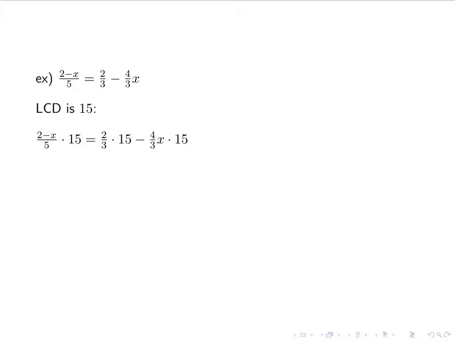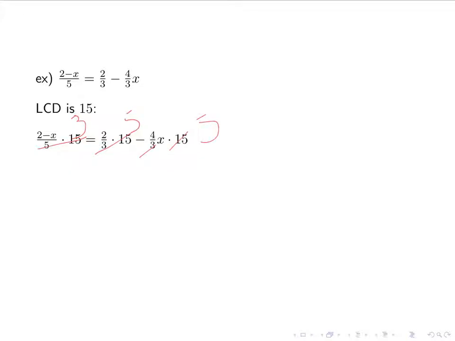So we're going to take our LCDs, divide by the denominators, and then multiply what's left over. So 5 goes into 15 3 times. 15 goes into 5, sorry, 3 times. 15 goes into 3 5 times. And again, 15 goes into 3 5 times.